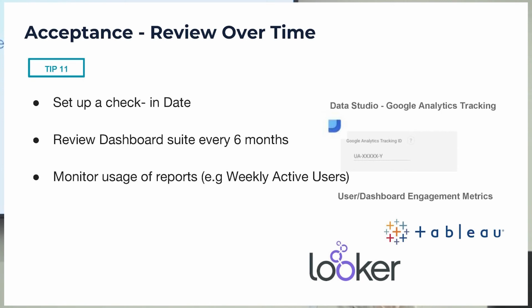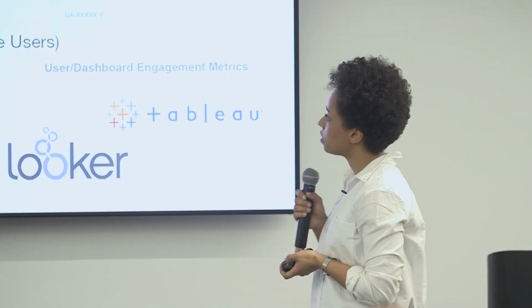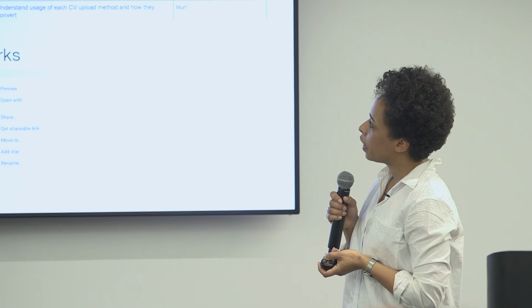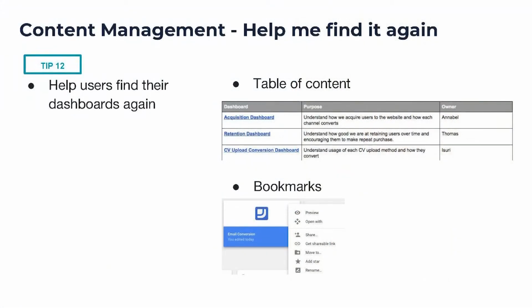Looker now has a way to view at least if dashboards were viewed by users. I'm sure Tableau has something similar. And then tip number 12 is kind of actually related probably to accessibility in a way, but is around content management and helping me find that dashboard again.